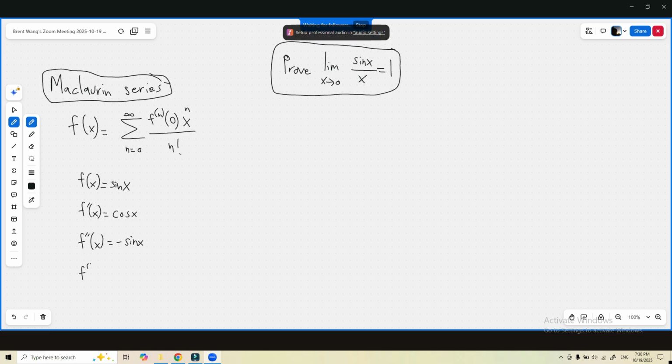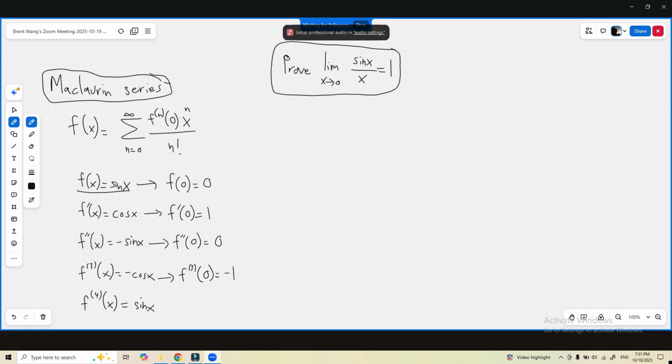The third derivative of f is negative cos x. And the fourth derivative is equal to sine x, which is just repeating from the original function. So this is a repeating of derivatives. F of 0 is equal to 0. F prime of 0 is equal to 1. F double prime of 0 is equal to 0. The third derivative at 0 is equal to negative 1. And the fourth derivative at 0 is equal to 0.